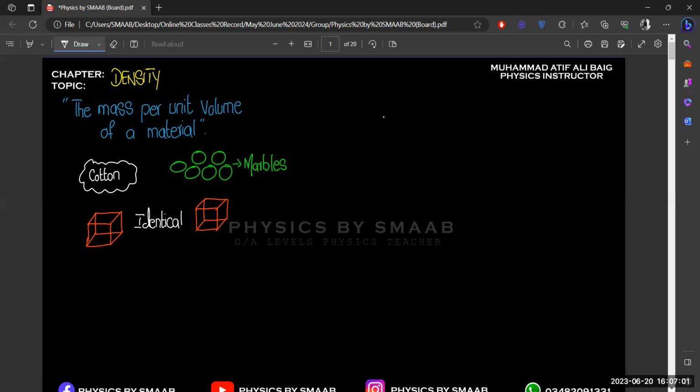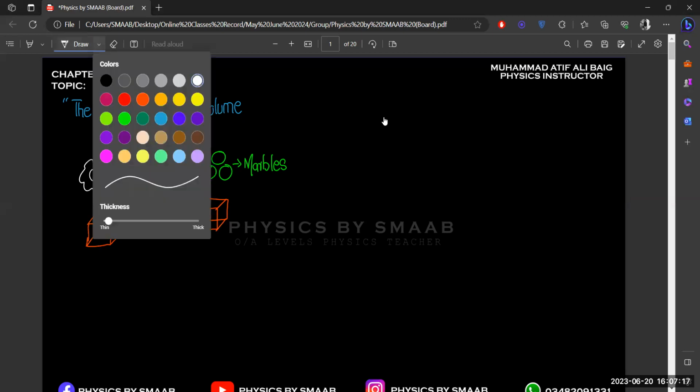हमने दोनों boxes का volume same लिया, लेकिन एक में marble को fill किया, एक में cotton को fill किया. लेकिन marble वाला box जो था वो heavy हो गया as compared to the box of the cotton. So reason क्या है? जबकि दोनों boxes का volume same था. Identical का meaning ये हुआ कि दोनों का volume same था.